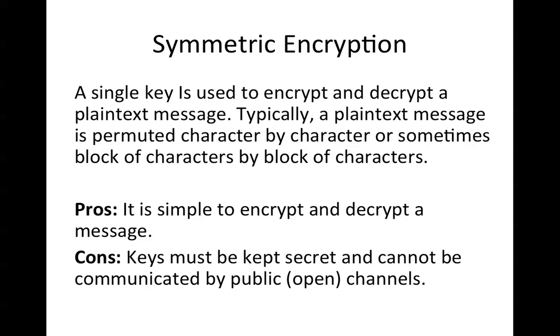So in that regard, we can just say that there's really a single key. And so that one key that we use to take a plain text message and perhaps permute it by character is all we need to create symmetric encryption. Essentially it's a very simple process. We just use that key to encrypt a message and then use its inverse to decrypt it. Of course, the potential con is that the keys must be kept secret, and they cannot be communicated by public channels. They have to be privately distributed.